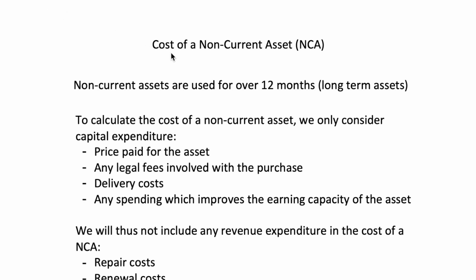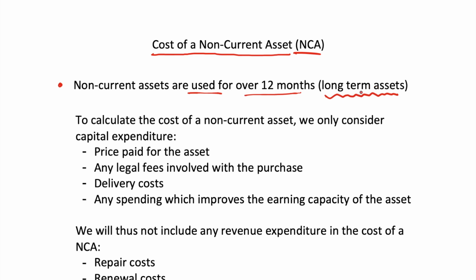Hi, in this video we'll be looking at how we classify the cost of a non-current asset, or an NCA as an abbreviation. So we have discussed in a previous video how we define a non-current asset in our accounts, and these are the assets that a business owns that are used for 12 months or more, and so we view these as sort of long-term assets.